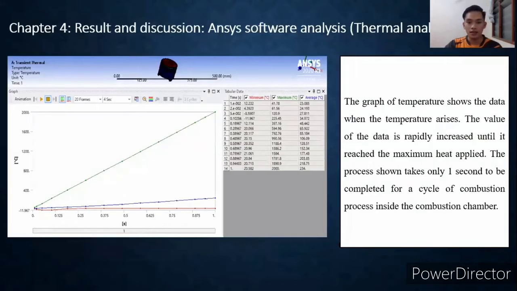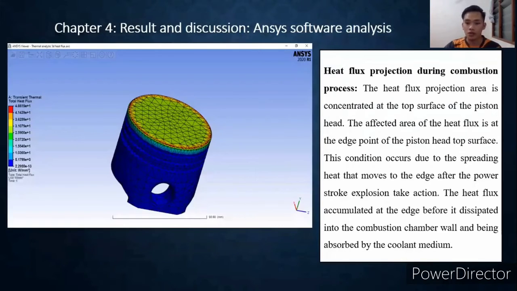And this is the graph of temperature that we obtained from the thermal analysis. As we can see here, the data rapidly increases until it reaches the maximum heat applied. For the heat flux projection during the combustion process, the heat flux is concentrated at the top surface of the piston head, and the affected area of the heat flux is at the edge point of the piston head top surface.